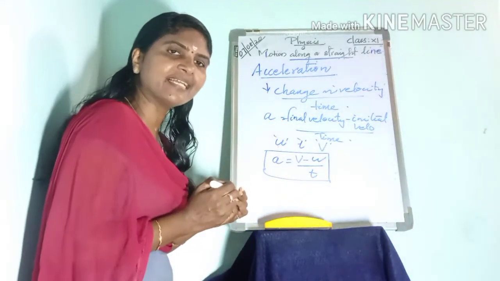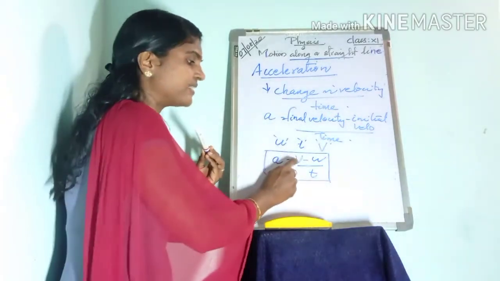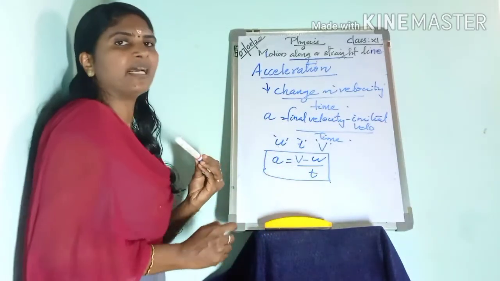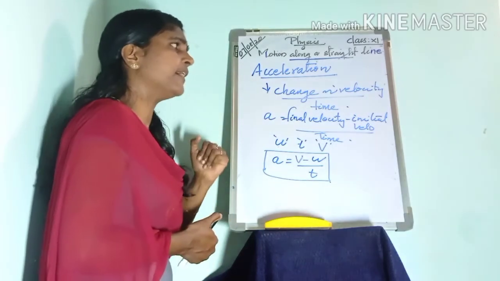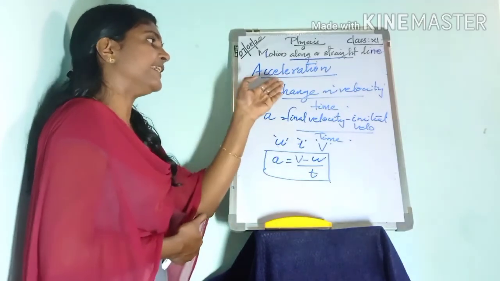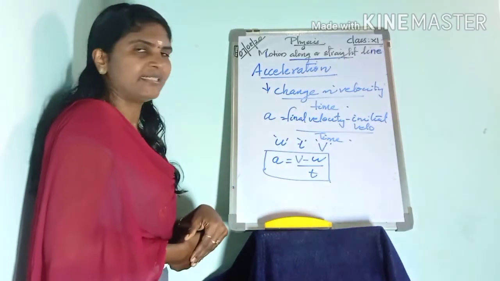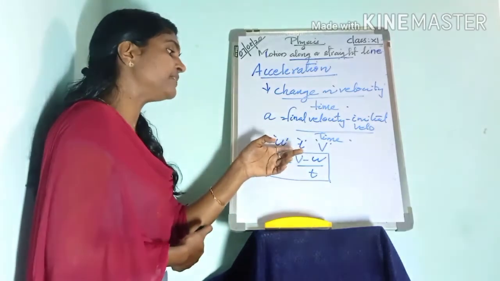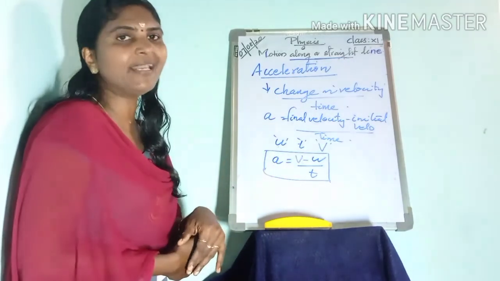What is the relation for acceleration? a equal to v minus u divided by t, where v stands for the final velocity, u stands for the initial velocity, and t stands for the time interval. Here acceleration is the change in velocity per unit time. So acceleration equals final velocity minus initial velocity divided by time. Suppose an object moves with an initial velocity u, then after a time t its velocity changes to v. Then we can write the acceleration a as v minus u by t.